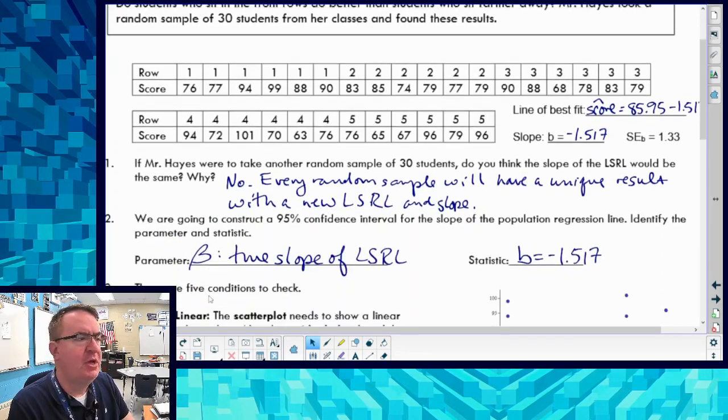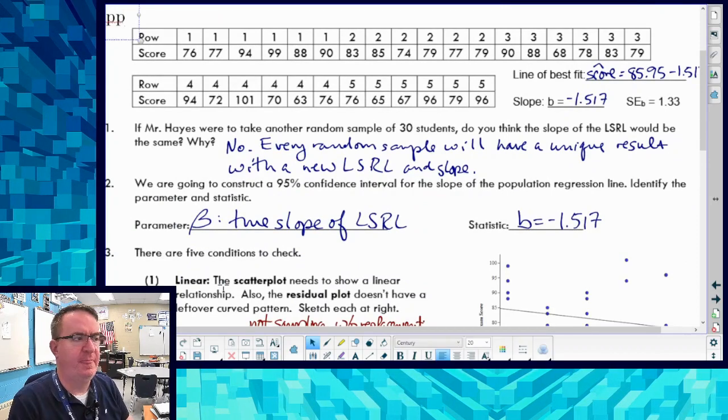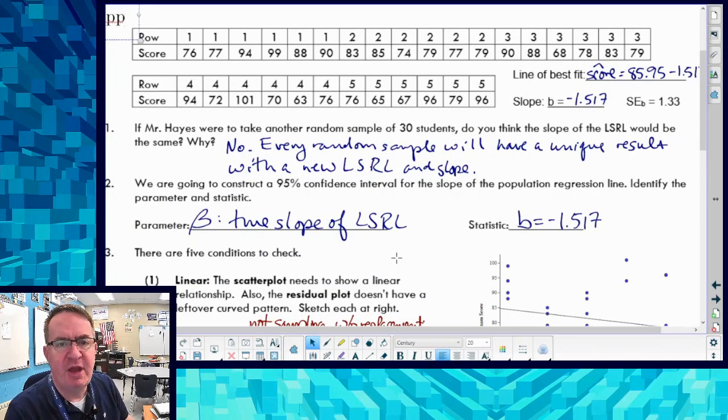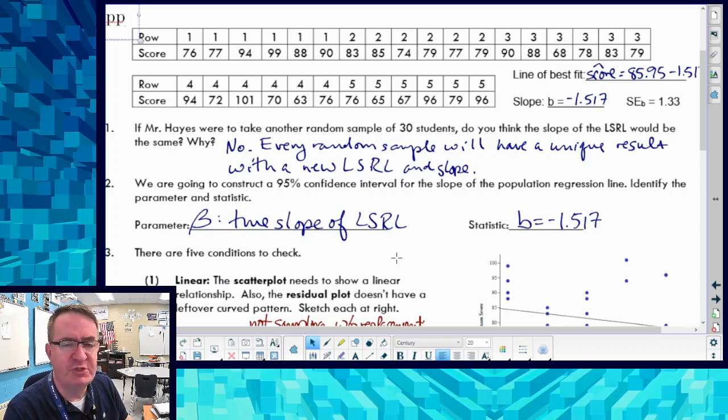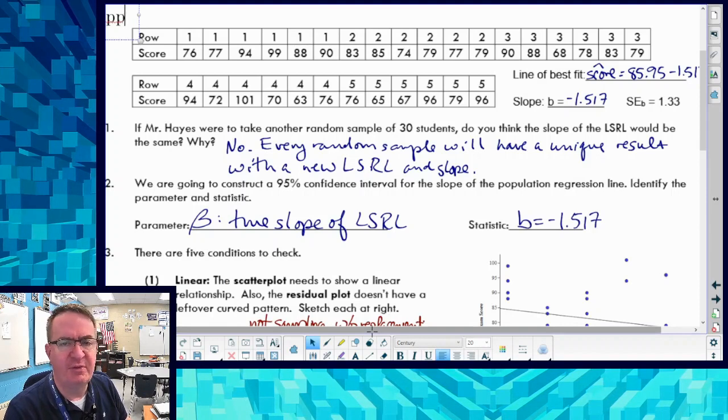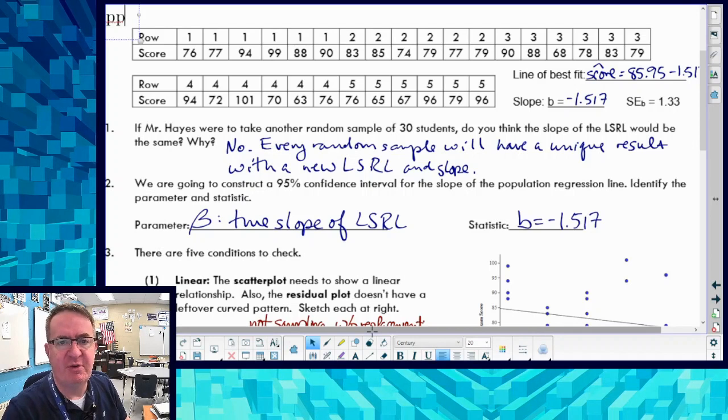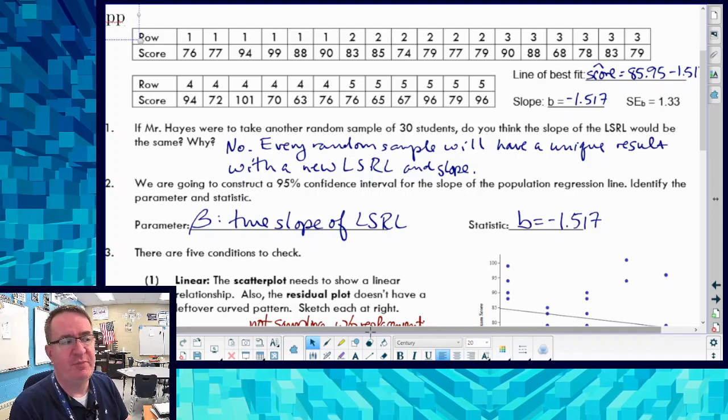Okay, from there, we have some parameters. The parameter is beta, which is the true slope of the least squares regression line, and the statistic that represents the parameter is the negative 1.517. Now again, remember, we're measuring that in points per row. Every row you're moving back is going to get you less than that.